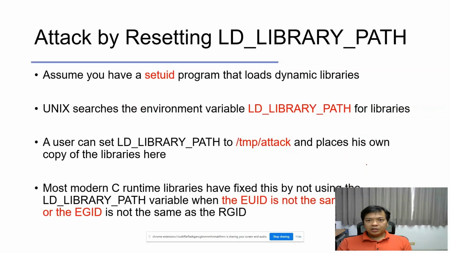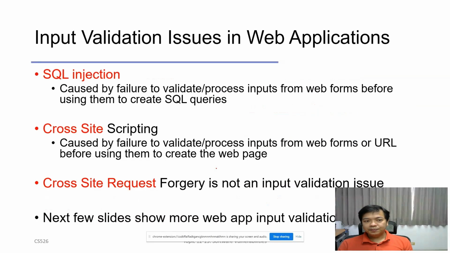This one you can check more in the slides, about the LD library path. Actually, they search some environment variable and change the temporary path. But this one is not so common because most modern C versions have fixed this problem, so very seldom. You only look for reference.